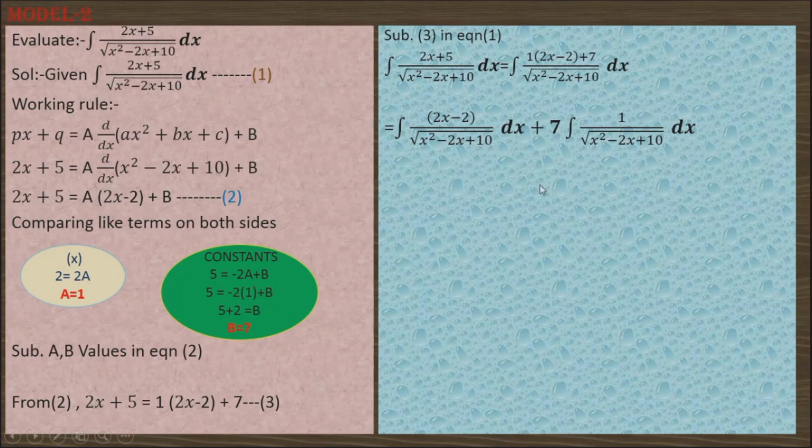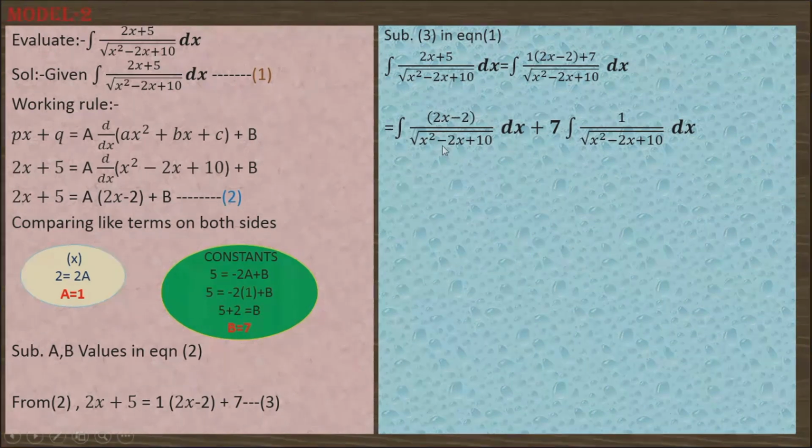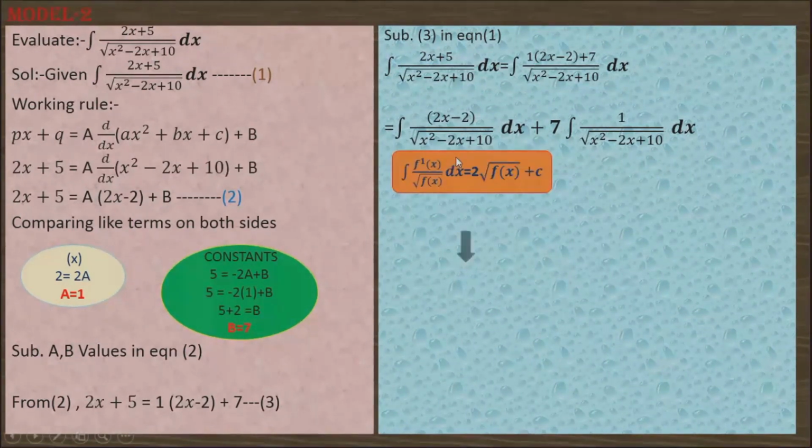Here x square minus 2x plus 10 is a function. And what is the differentiation? Tell me, x square differentiation is 2x and minus 2x differentiation is minus 2. 10 is a constant. Constant differentiation is 0. So numerator is the differentiation of denominator of the quadratic term. So which form it is? Observe. It is in the form of f dash of x by root f of x into dx.